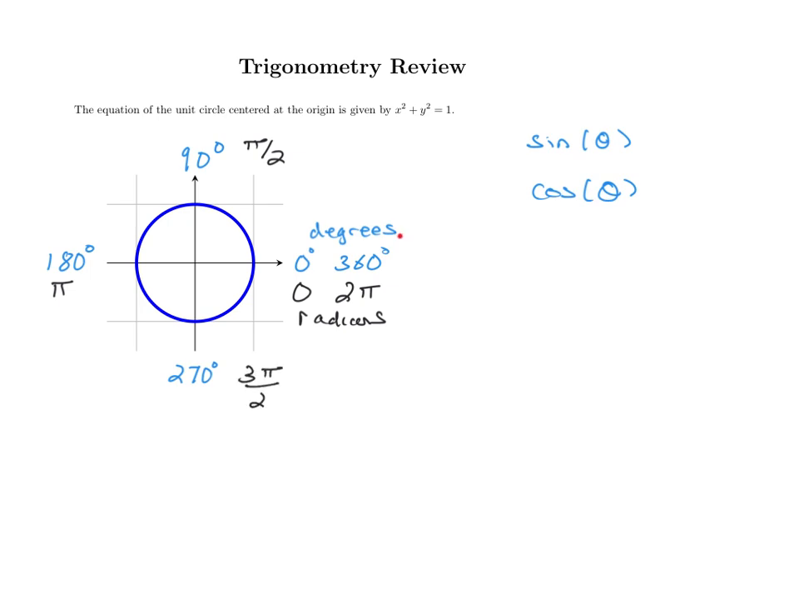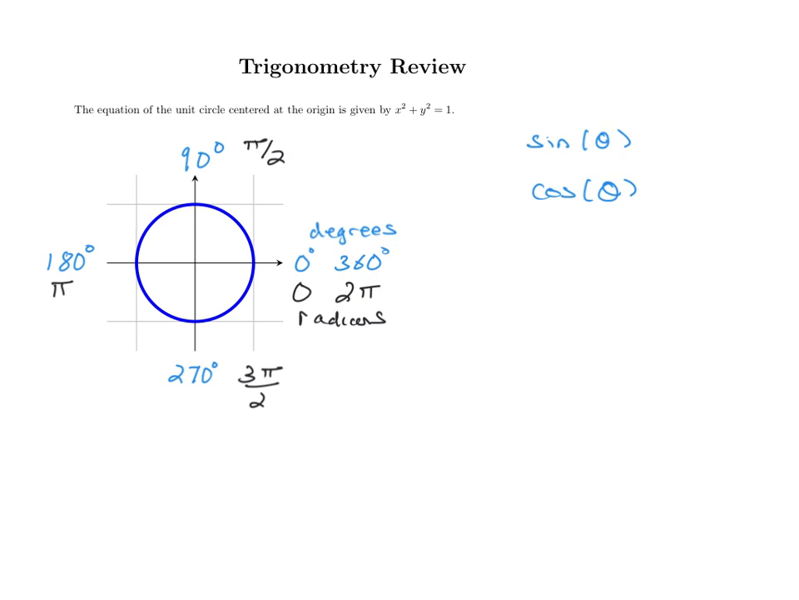So we can use either degrees or radians when it comes to measuring an angle. Going 90 degrees is the same thing as pi over 2 radians. Going 180 degrees is the same thing as going pi radians. Going 270 degrees is the same thing as 3 pi over 2 radians. And then doing a full rotation of 360 degrees, well, that's the same thing as 2 pi radians.